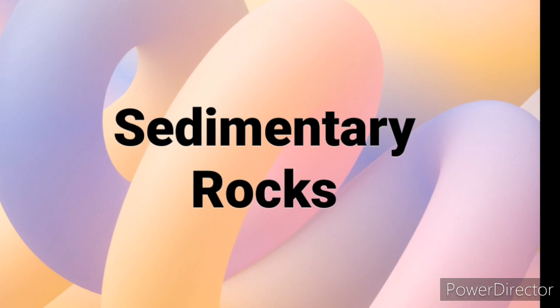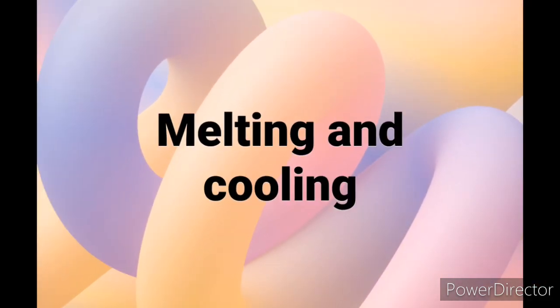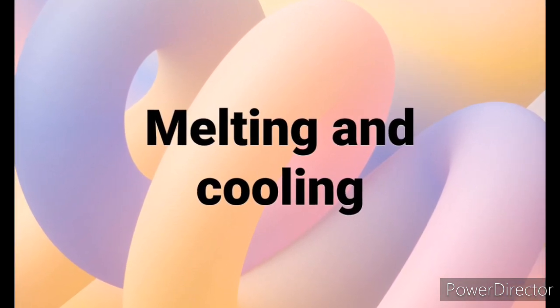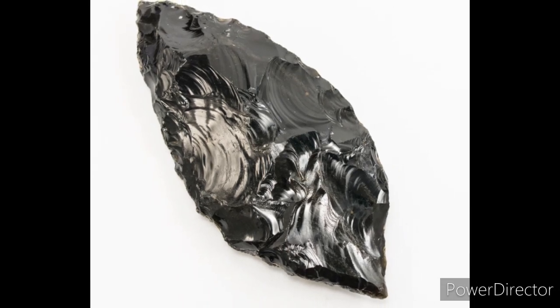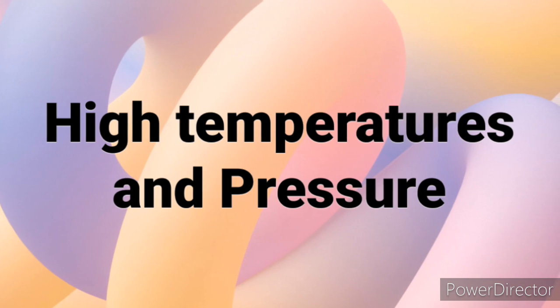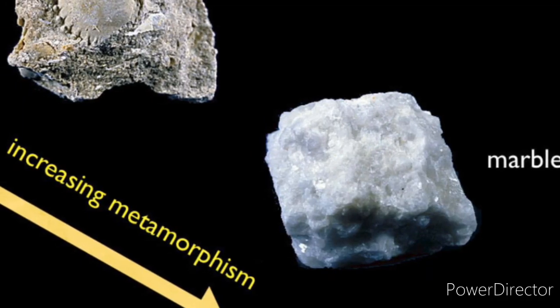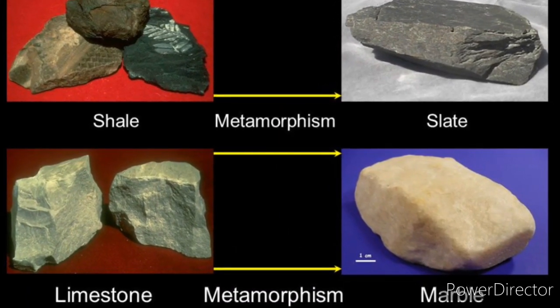Second, a sedimentary rock is formed by weathering and eroding. When this type undergoes melting and cooling, it will transform into an igneous rock. But when this type undergoes heat and pressure, it will turn into a metamorphic rock, like limestone turns to marble, or shale turns to slate.